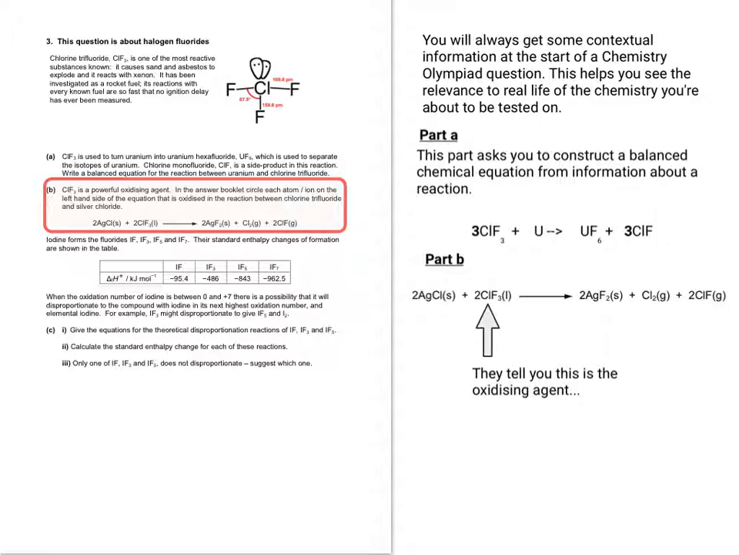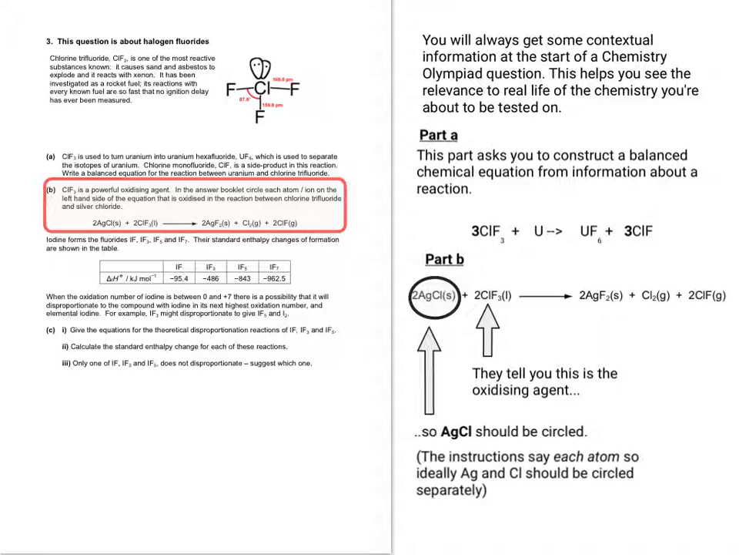So they tell you this already, therefore the other reactant should be the thing that's being oxidized, so you should be circling AgCl. But ideally, because the instructions say each atom, we should be circling Ag and Cl separately.